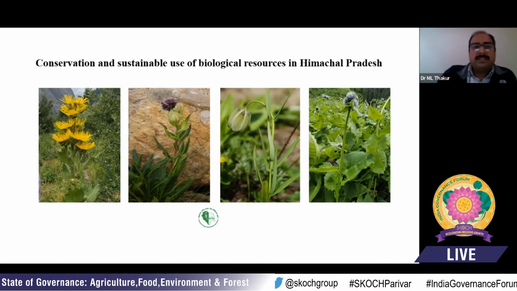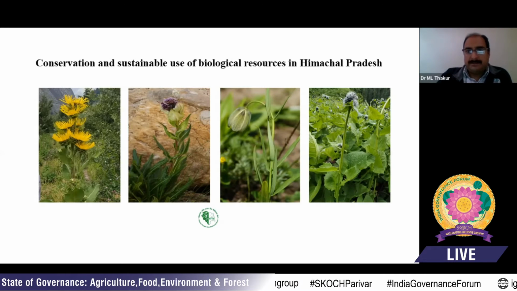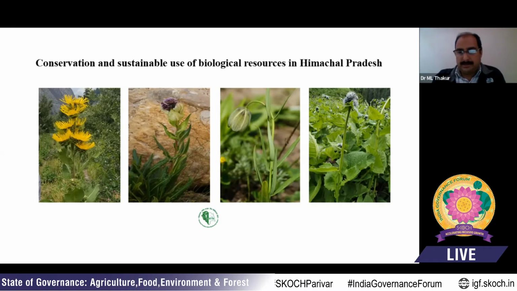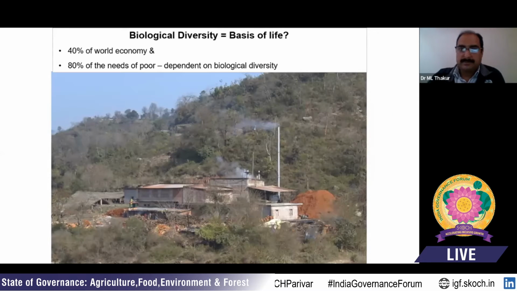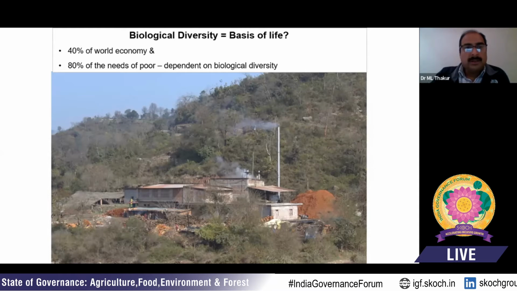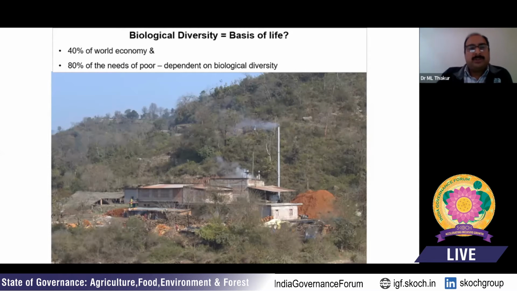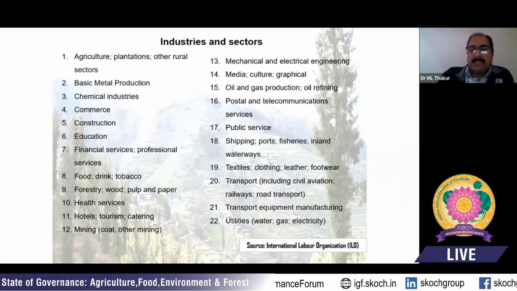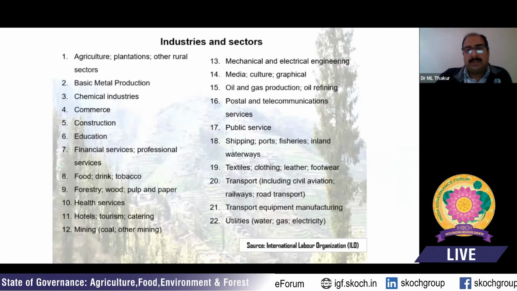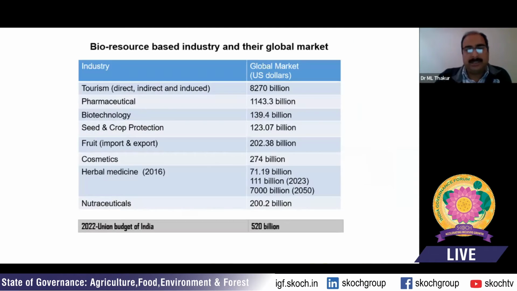Thank you, sir. It's about the conservation and sustainable use of biological resources in the state of Himachal Pradesh. We know that biodiversity is the basis of life, and the 80% needs of the poor are dependent on biodiversity. As per ILO, there are some 22 sectors, and biodiversity affects almost around 50 of those sectors. It means biodiversity is very important.